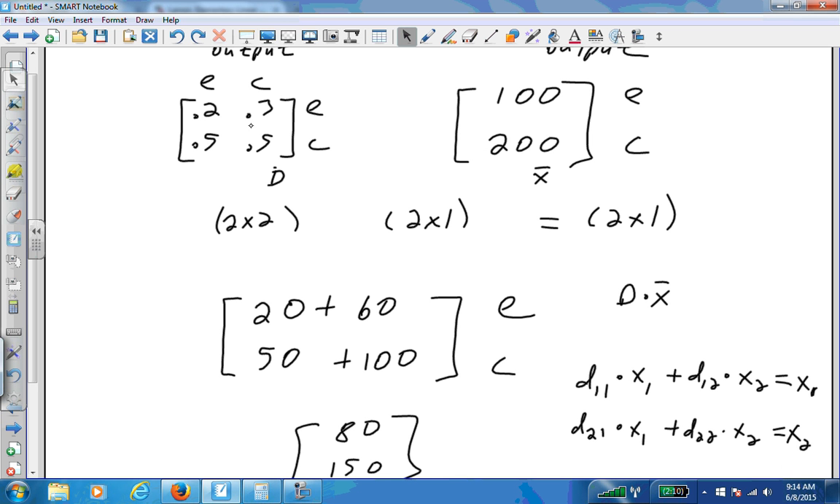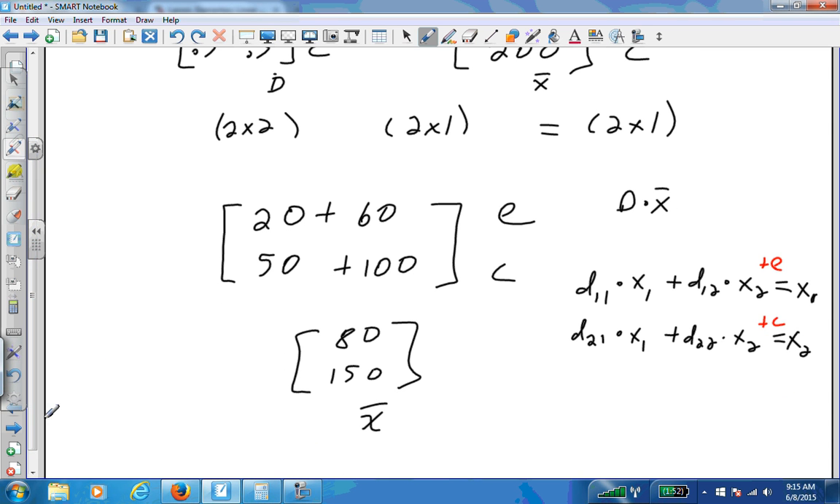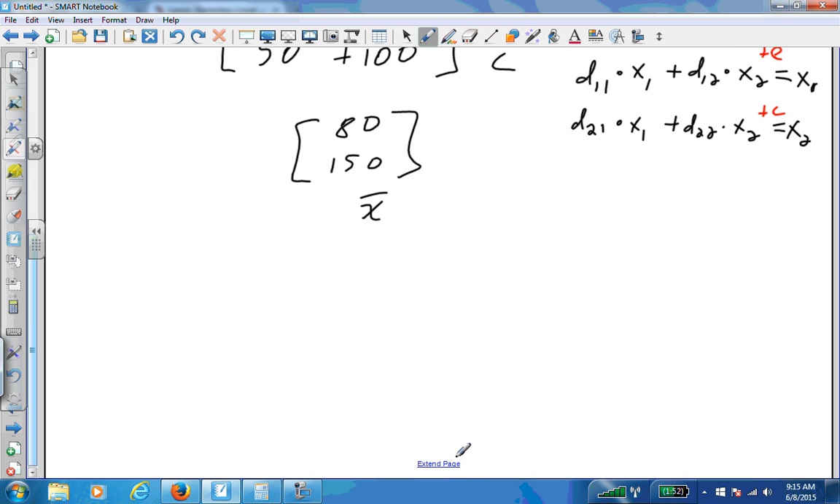Take this times this, and that would give you your requirements, how much you need. So this is basically what the demand is, your internal demand multiplied, and that gives you how much is needed. But we also have external demands. So if we came in and added another column, how much electricity is needed, how much coal is needed, those would be from the external world. So this would be an open system.